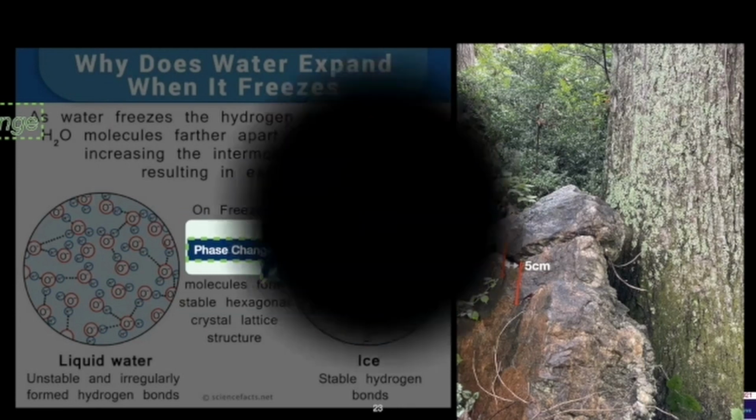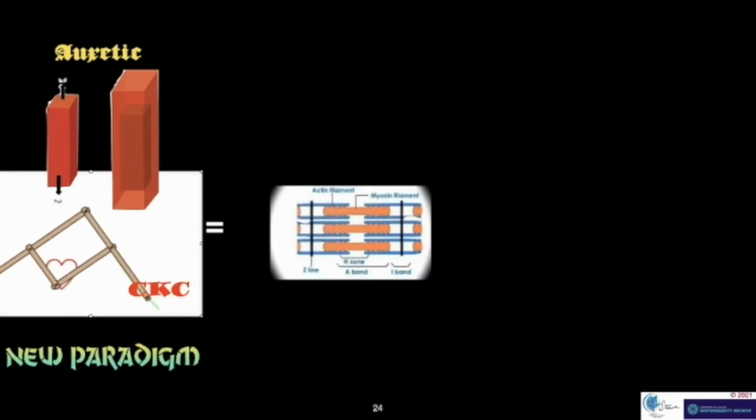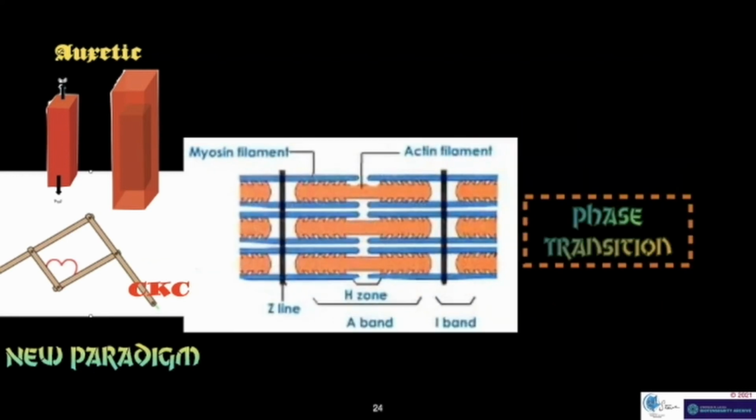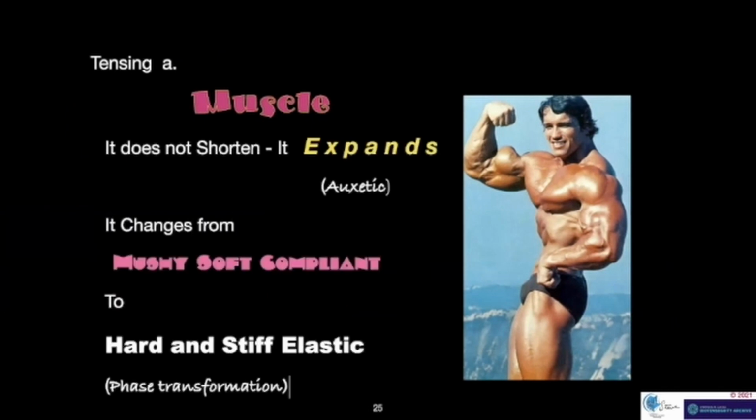So if we now think of a new paradigm, that we're taking into account auxetic material and closed kinematic chains, and looking at what's happening here and now saying, well, maybe that sliding mechanism was nonsense. Maybe there's something else going on there. And what's going on is more likely phase change. So the muscles expand without shortening or lengthening. They go from soft and compliant to hard and elastic by changing phase and expand at the same time.